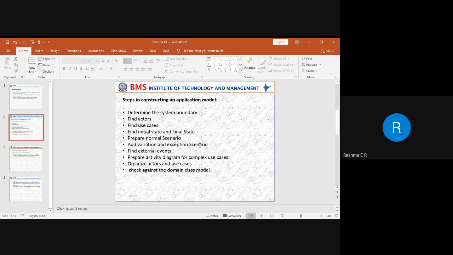So how to identify the boundary of the system? I think we need to specify the functionalities. When I have chosen this problem statement, what are the features of this problem statement? What are the functionalities of the problem statement? Say for example, if we are developing an online web application for internal marks.